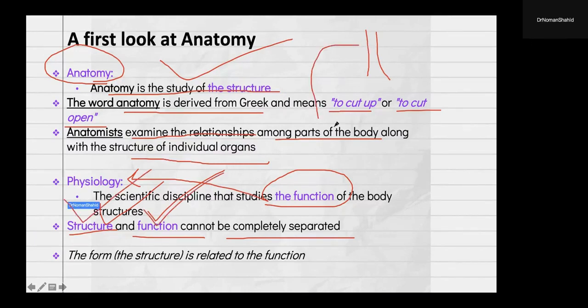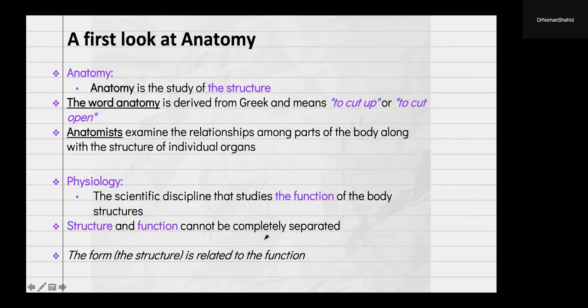For example, if there is a building and you want to know what this building is used for, then you should know this is a big library. And in a library, you know the structure of the library. There should be a lot of bookshelves. So whenever you study the structure, you study the function. This means that it cannot be studied separately, because they are related to each other.